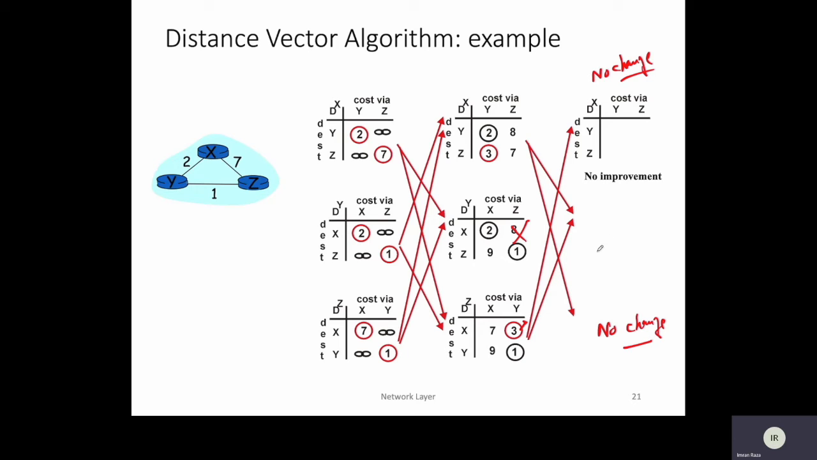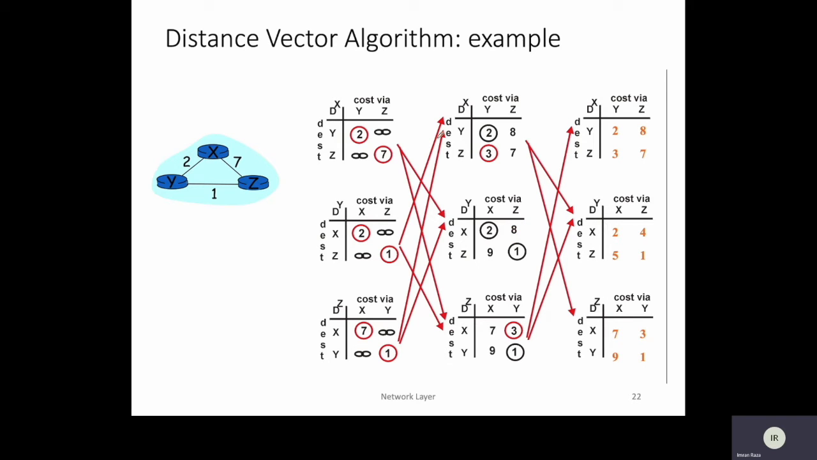But there is an interesting change here in the table of Y that we have to understand, right? So let's look at the tables. You can see there's no change in the table of X, it's the same, right? There's no change in the table of Z, it's also the same, no improvement here. And by the way, there is also no change in the table of Y in terms of the least cost. So least cost is still the same, right? I've just said, but this is important here.